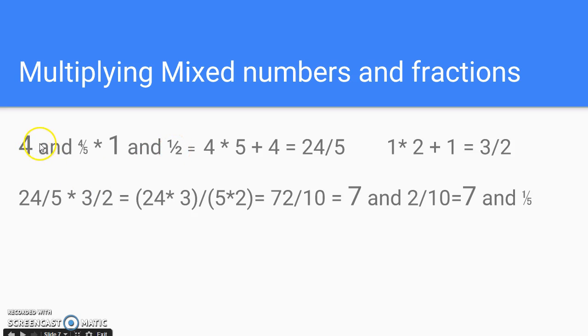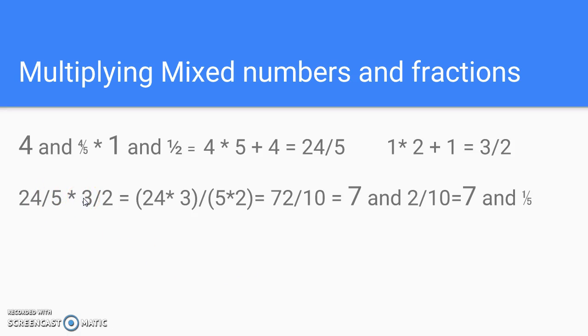So you're going to turn the 4 4/5 into an improper fraction by taking the whole number 4 times the denominator 5 and adding 4, which is the numerator. So 4 times 5 is 20, plus 4 is 24. And then you put that over the 5. Then the 1 1/2, you take the whole number 1 times 2, which is the denominator, plus 1, which is the numerator. So 1 times 2 plus 1 gives you 3 over 2. So now you have 24 over 5 times 3 over 2.